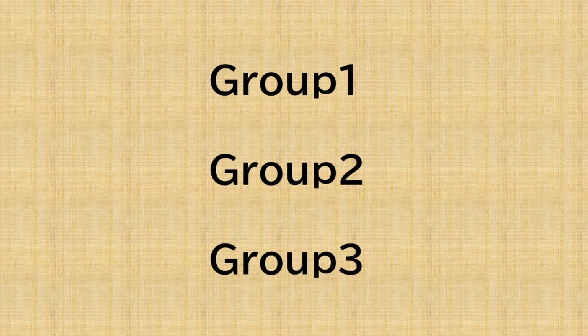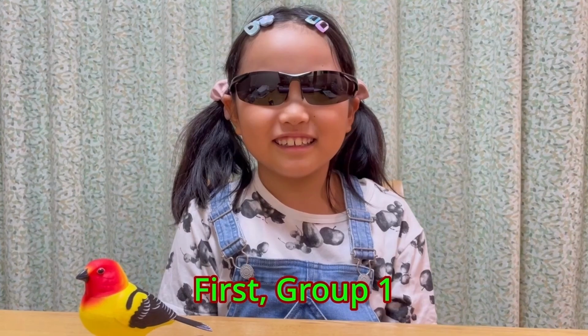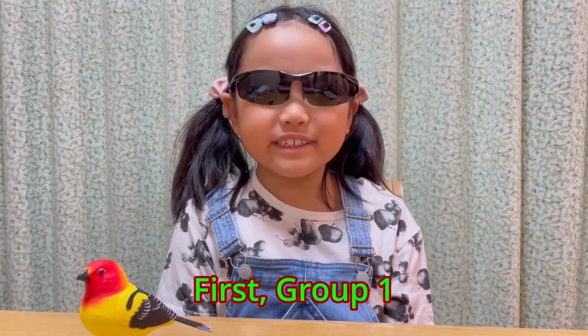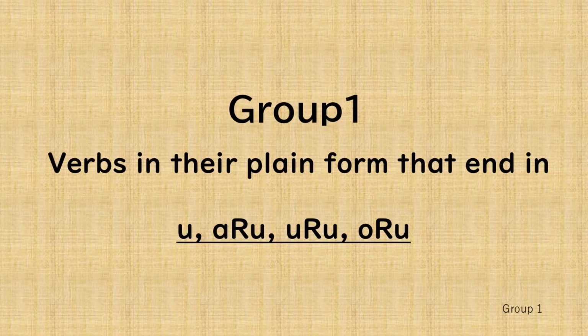In order to learn verb conjugation, it is important to categorize verbs into groups and study their patterns. There are 3 groups of verb conjugation: Group 1, Group 2, and Group 3. Let's start with Group 1. Group 1 has the most confusing changes.